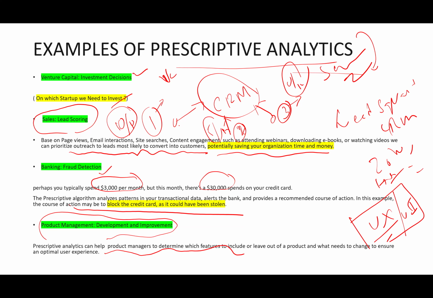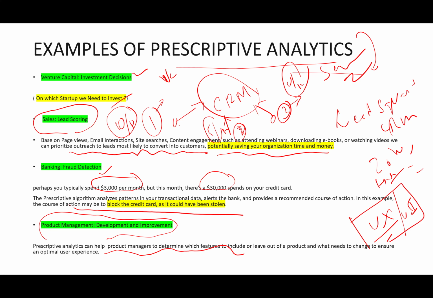Like investment decisions, lead scoring. How can we score the leads? Leads means customers. Which customer is the best? For example, I'm selling one product and 1,000 customers will come. If I start calling all 1,000 customers, I will die. Only 10 of those 1,000 will be the perfect customers who convert into actual customers. How can I identify them with the help of lead score? This is a very important concept of prescriptive analytics.